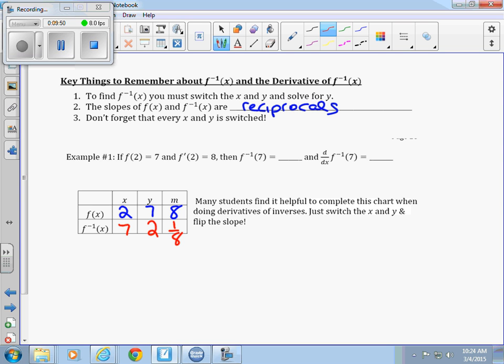So f inverse of 7 is the first question. What is f inverse of 7? 2. Right? The y value on f inverse of 7. And what is the derivative of f inverse of 7? 1/8.